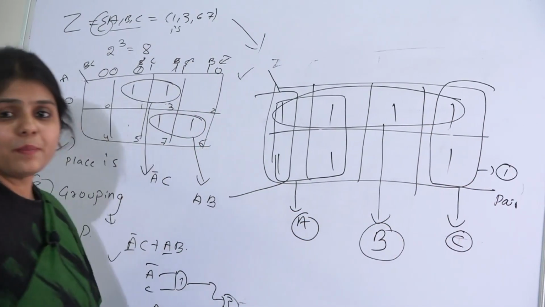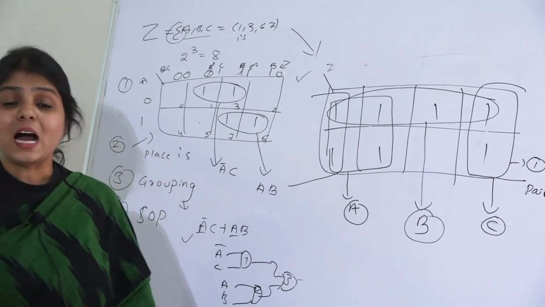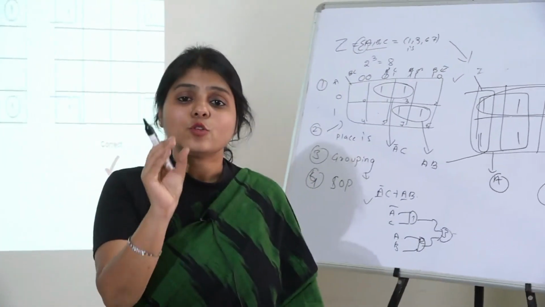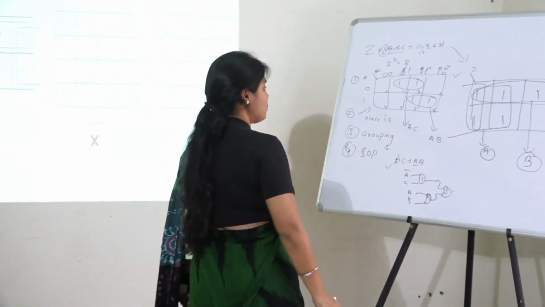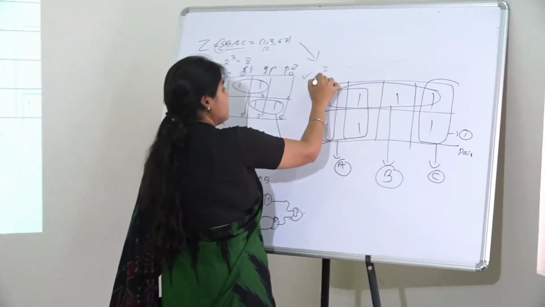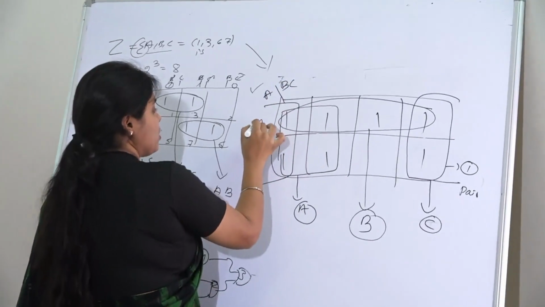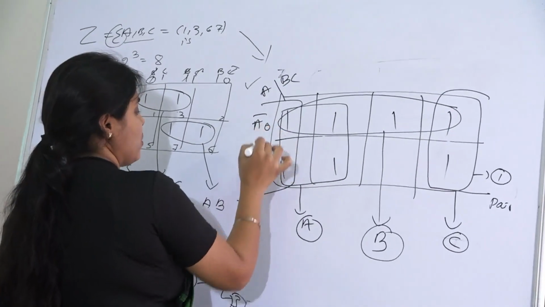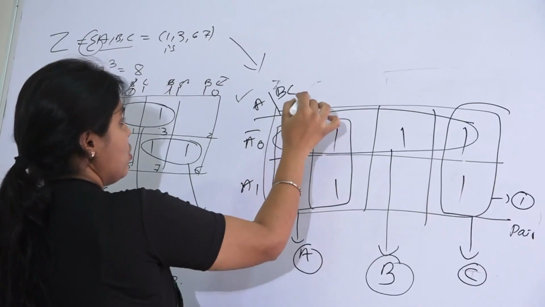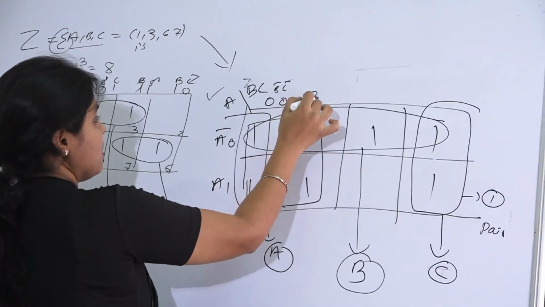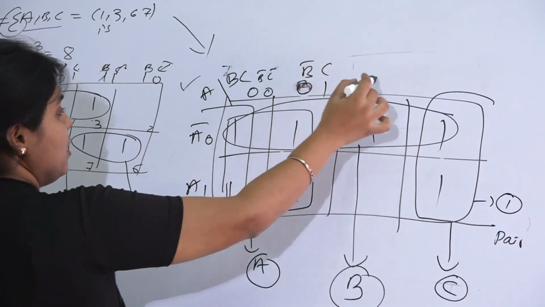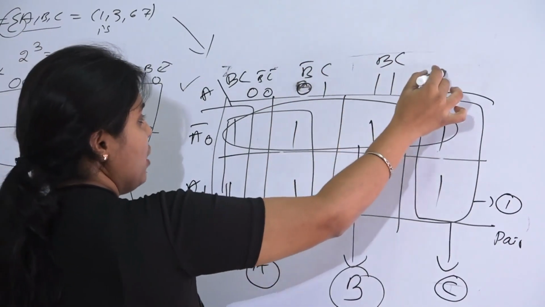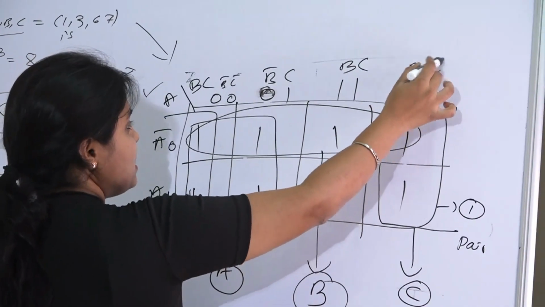So what would happen if I go for quadding? I get each literal with very less number of input expressions. Now let's see the output of this, guys. What would be the output of this? This is A, B, C. So here it will be A bar, A, 0 and 1. Here it will be 0, 0, that is B bar, C bar. 0 and 1, which is B bar, C. 1, 1, which is B, C. 1, 0, which is B, C bar.